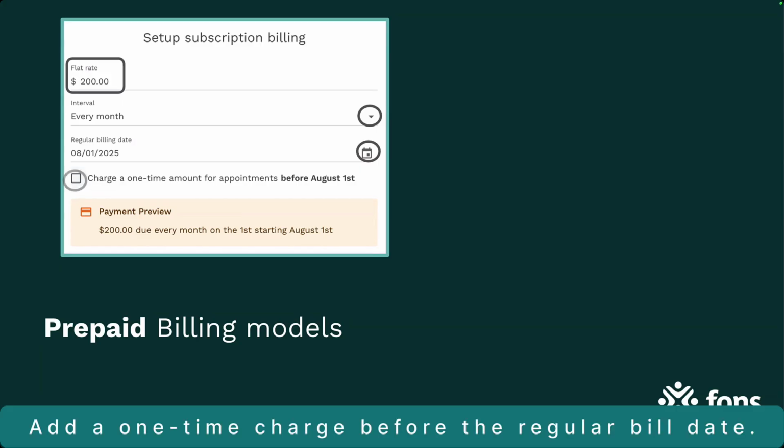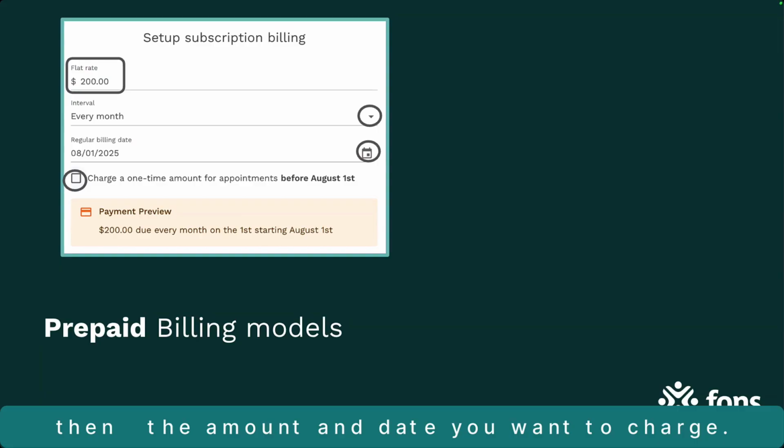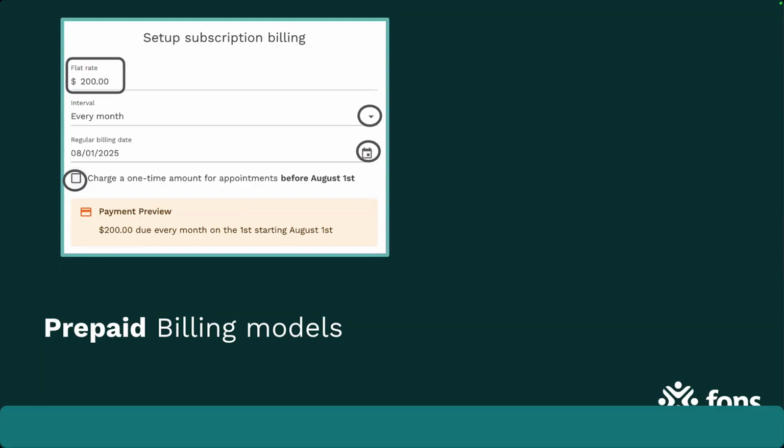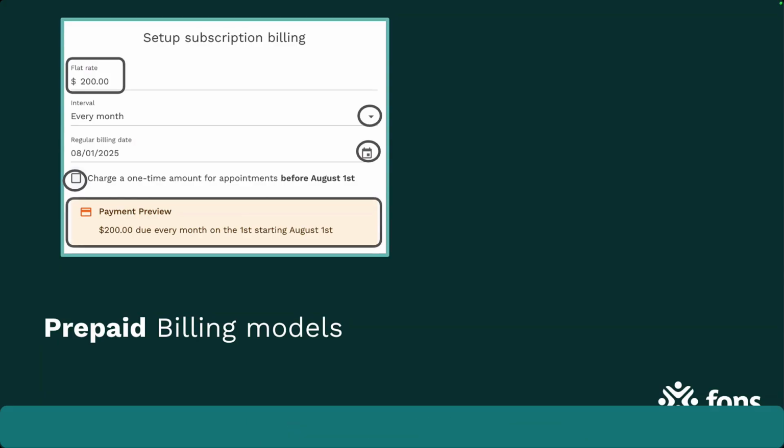Add a one-time charge before the regular bill date. Check the box. Then enter the amount and date you want to charge. Preview the payment details in the orange dialog box at the bottom of the screen. Next up, package billing.